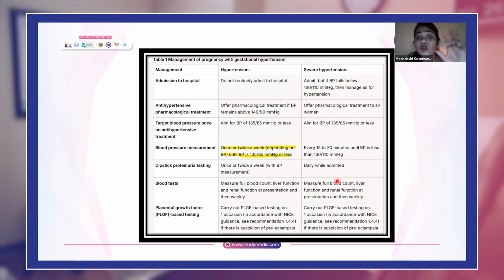So please remember that once or twice a week depends upon the blood pressure. If it still needs to come under control, then you have to do it twice weekly, but otherwise once a week until you get the target blood pressure of 135/85.